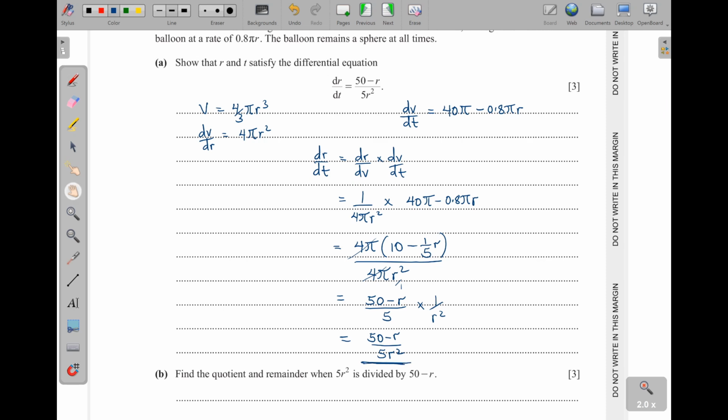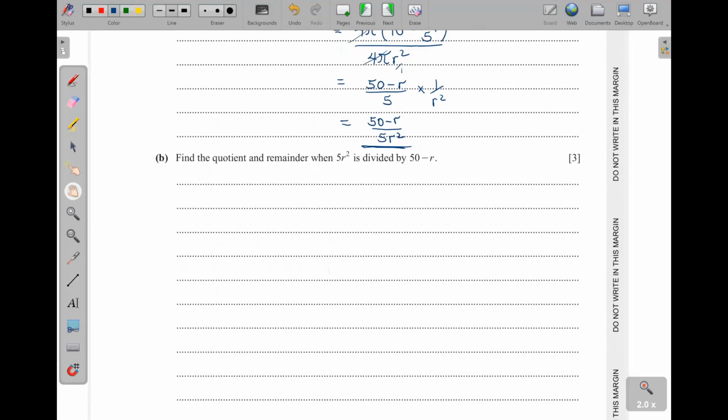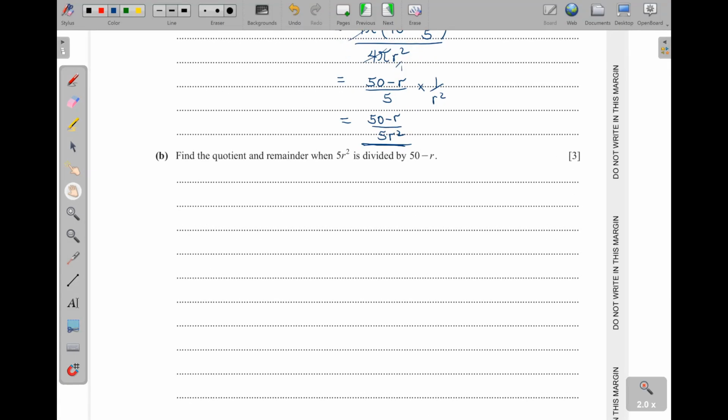Then part B, find the quotient and remainder when 5r squared is divided by 50 minus r. So using long division, my divisor is 50 minus r, which I can write as negative r plus 50, because we usually write the variable first and then the constant last. Then this is 5r squared. So 5r squared divided by negative r, you get negative 5r.